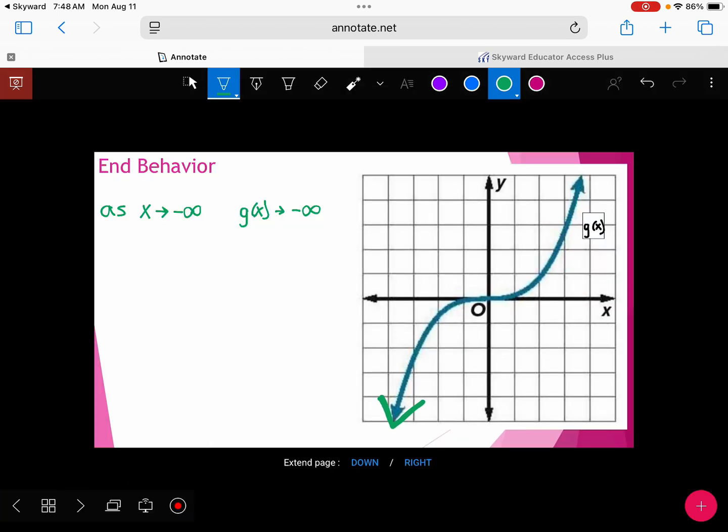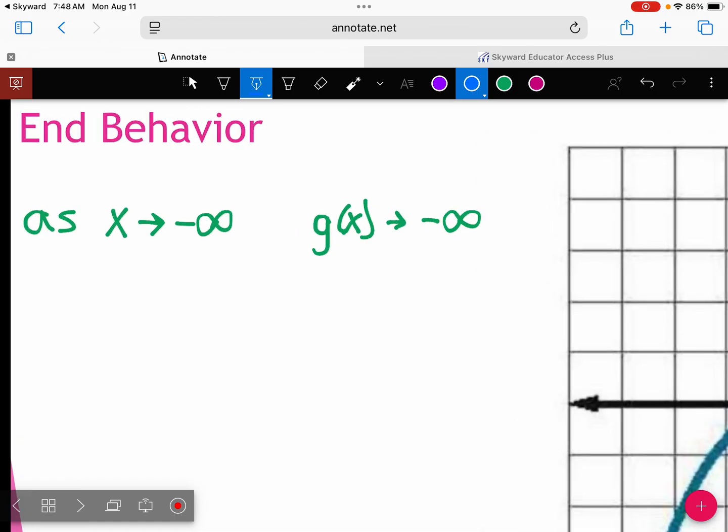So let's look at our right arrow. Very similar vibe. As x gets really, really small, my y's are getting smaller. As x gets really big, as x approaches positive infinity, what happens to my g of x? What happens to my y value? It approaches infinity. It's going up.